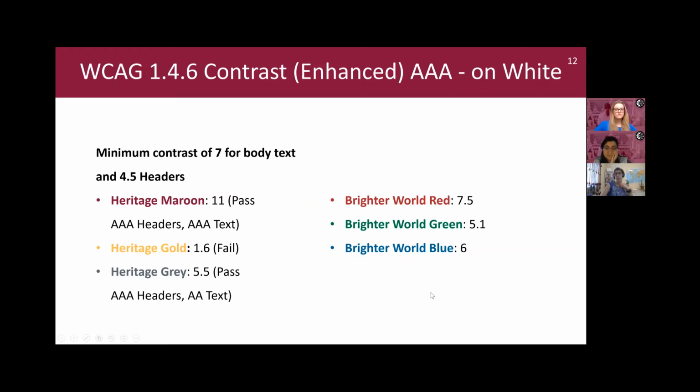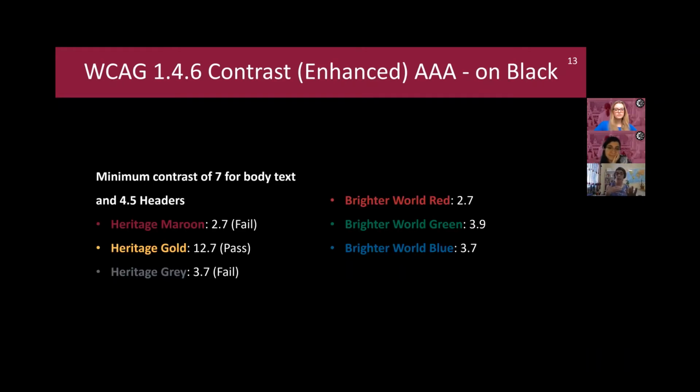Then I have another slide that shows the contrast on black. So as we can see here, maroon, it's not good at all. It's 2.7, and the best case among these is the heritage gold. So this is a very simple and quick check, but it's enhancing the accessibility of your slides very much.